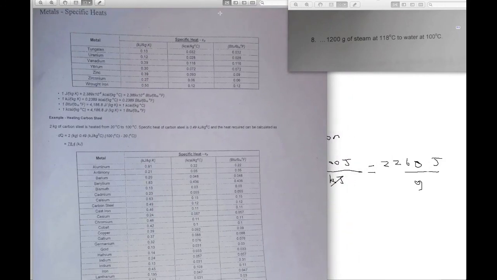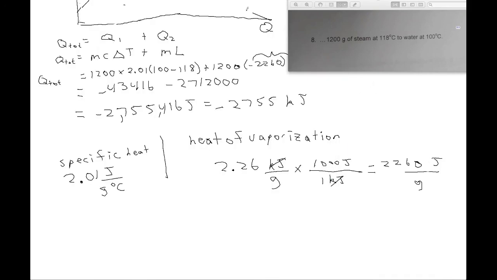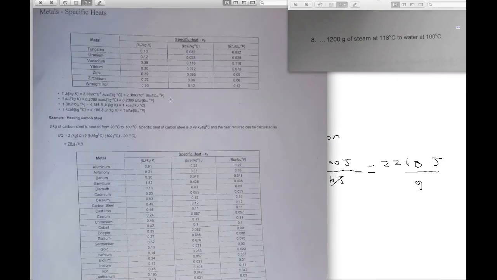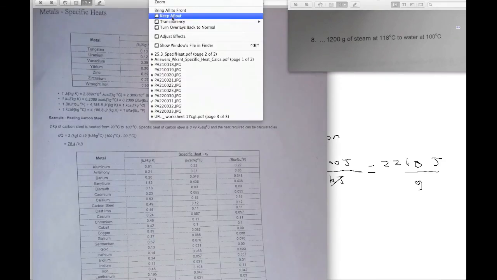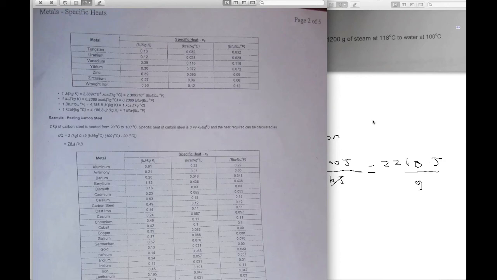So take a look at these specific heats. What are the units for the specific heats in these tables? They're in kilojoules per kilogram, degrees Kelvin.